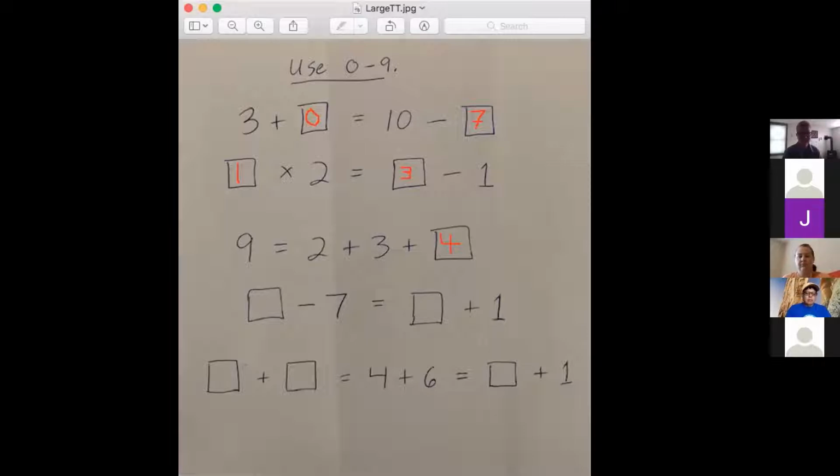Is the intent here that each number is used only once? Yes. And so when you say 16 minus 7, I think 16 is not between 0 and 9. 8 minus 7 is 0 plus 1, but the trouble with that is we've already used 0 here.